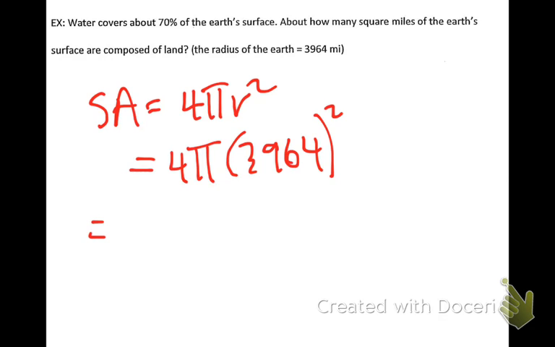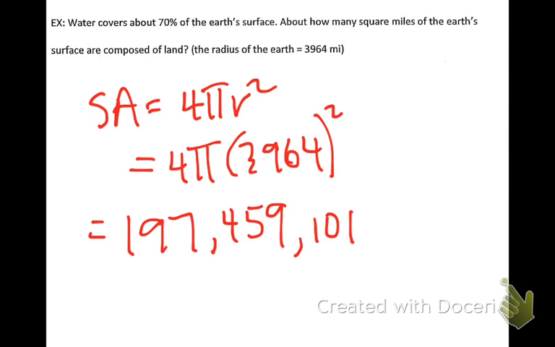That gives me 197,459 point. No, it's million. Okay, so 197,459,101 miles squared. All right, and then what do I have to do to calculate the land?